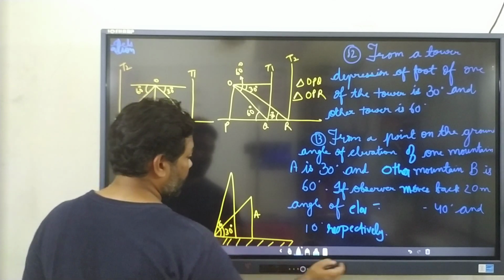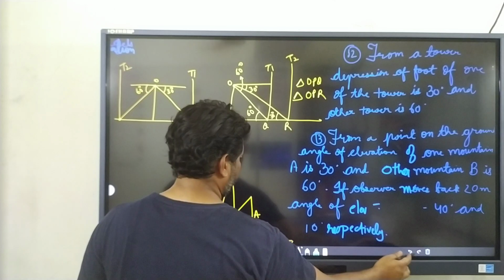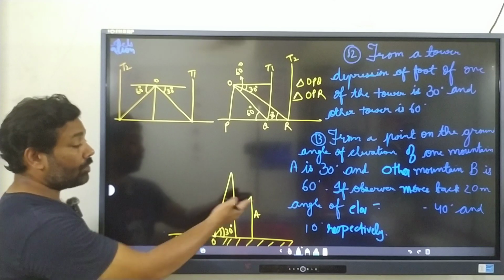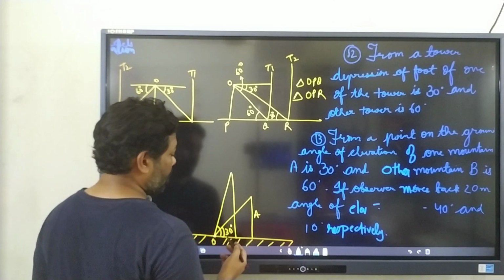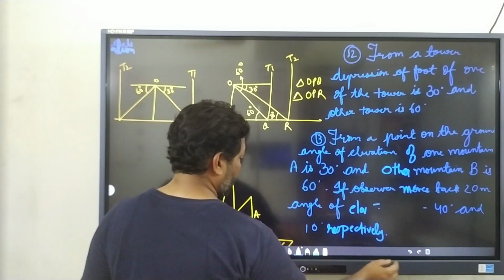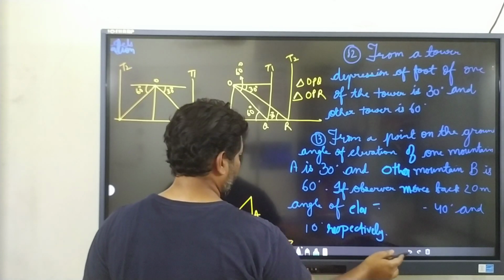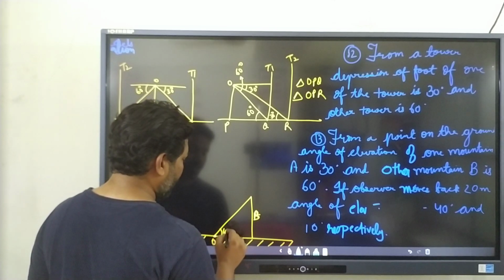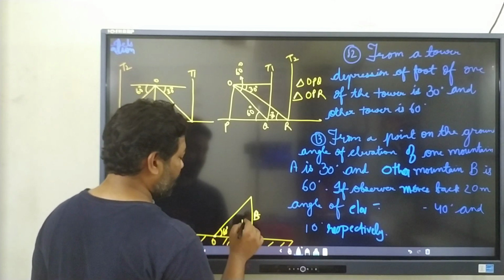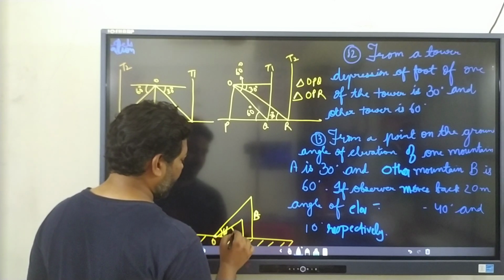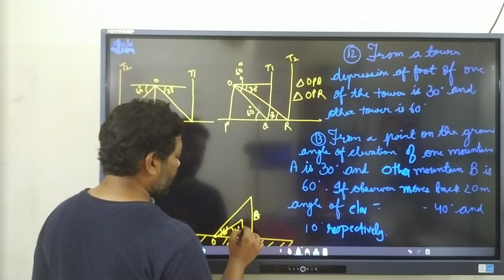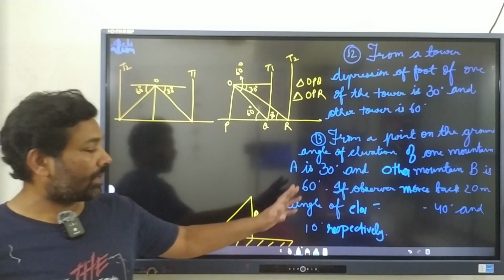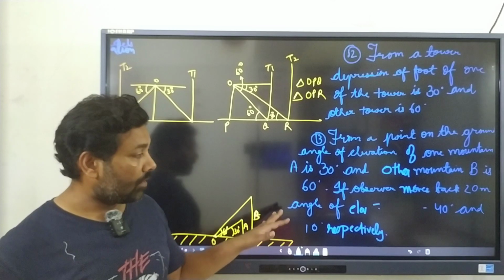But this situation looks a little unrealistic. Both the mountains should not be on the same side. How will he see the other mountain? So you can redraw it. You can say that this is tower B, which has the angle of 60 degree, and there is another mountain A which is smaller and it is making an angle of 30 degree. So this is tower B and this is mountain A. This is how you can change the drawing.